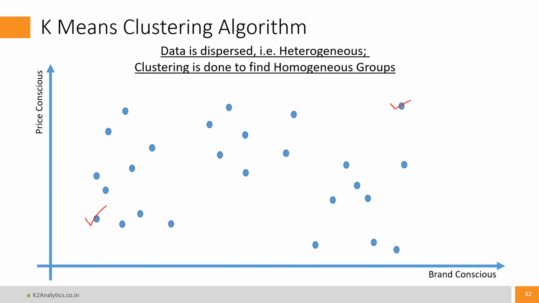When you are doing a clustering, the point one is data is dispersed. Data is heterogeneous. From this heterogeneous data, we are trying to create homogeneous groups. Those homogeneous groups are clusters.